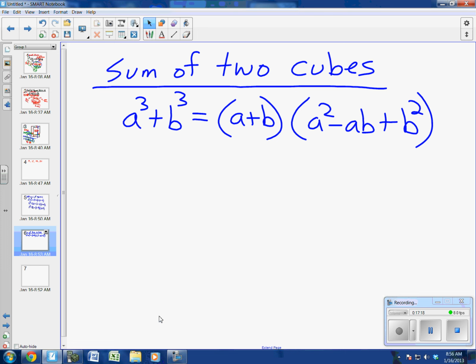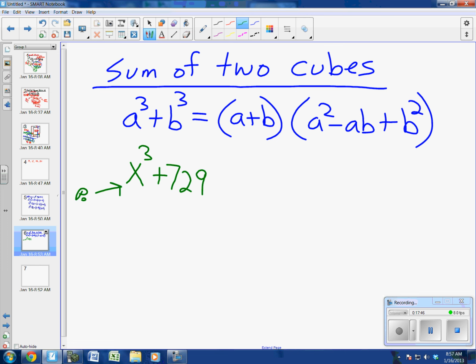Okay, here we go. I'm going to give you a problem. Let's say x cubed plus 729. Isn't that one of the numbers? Okay. Is this a sum of 2 cubes? Is x cubed a perfect cube? Is 729 a perfect cube? Okay. Just in case my sound's not working, I gotta write this down for those at home.